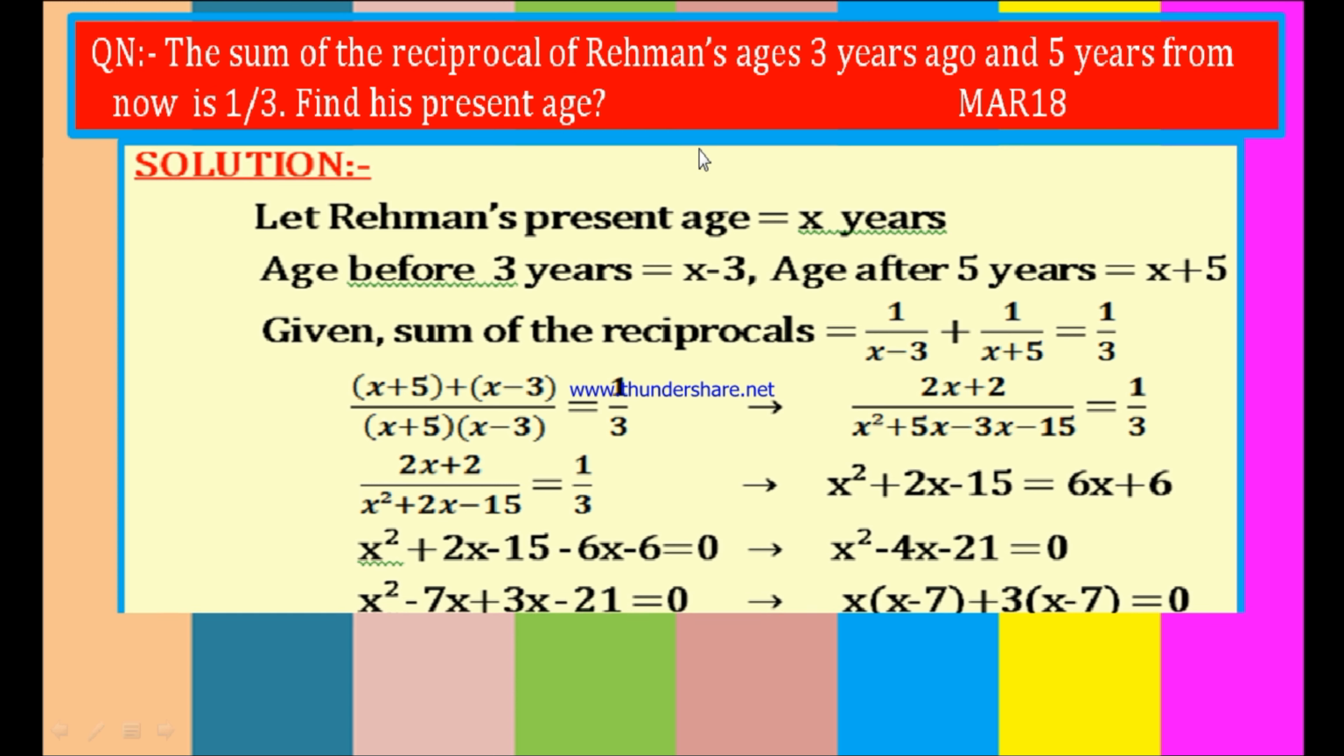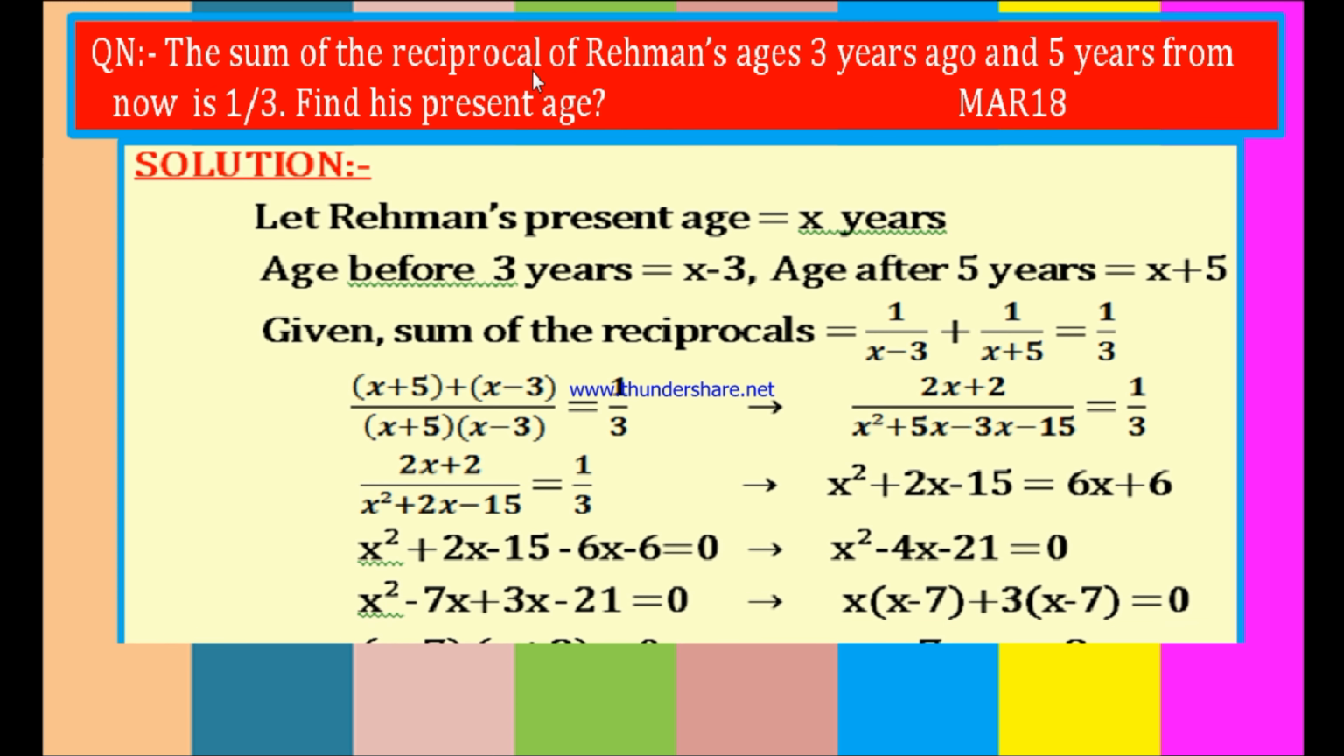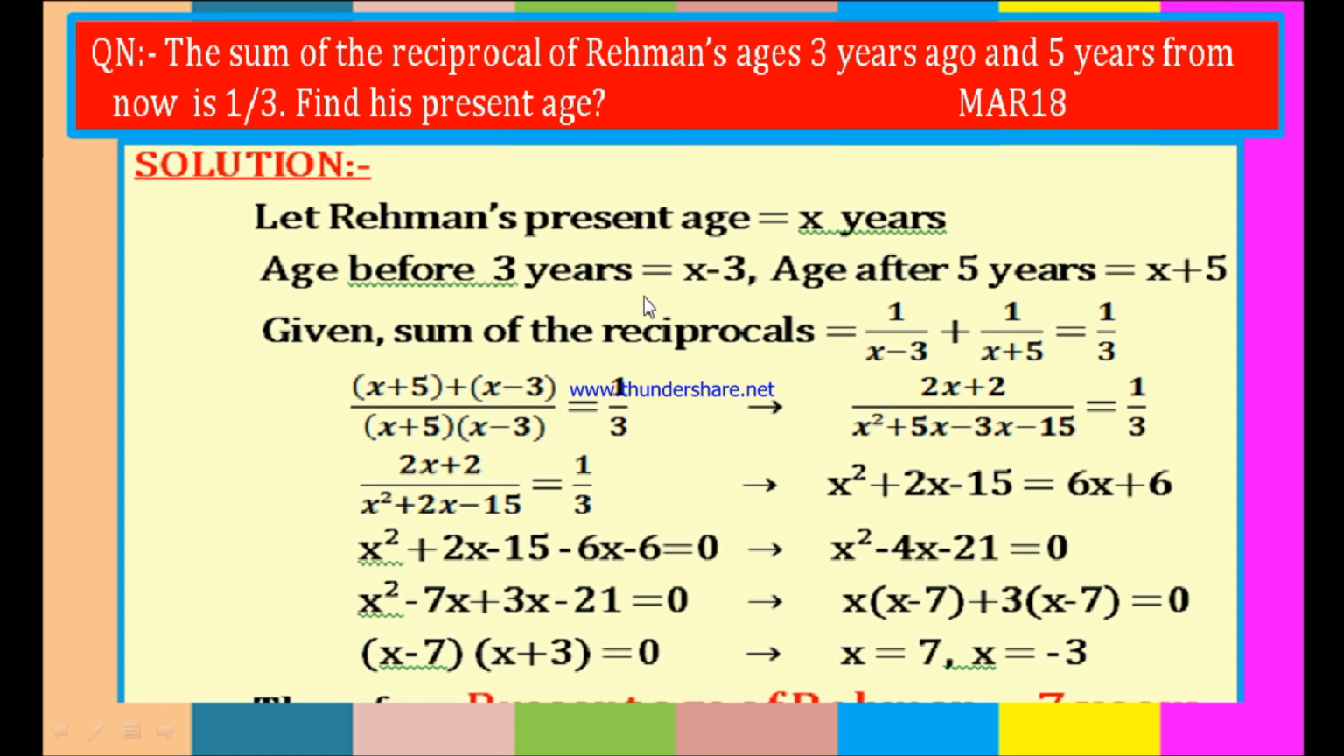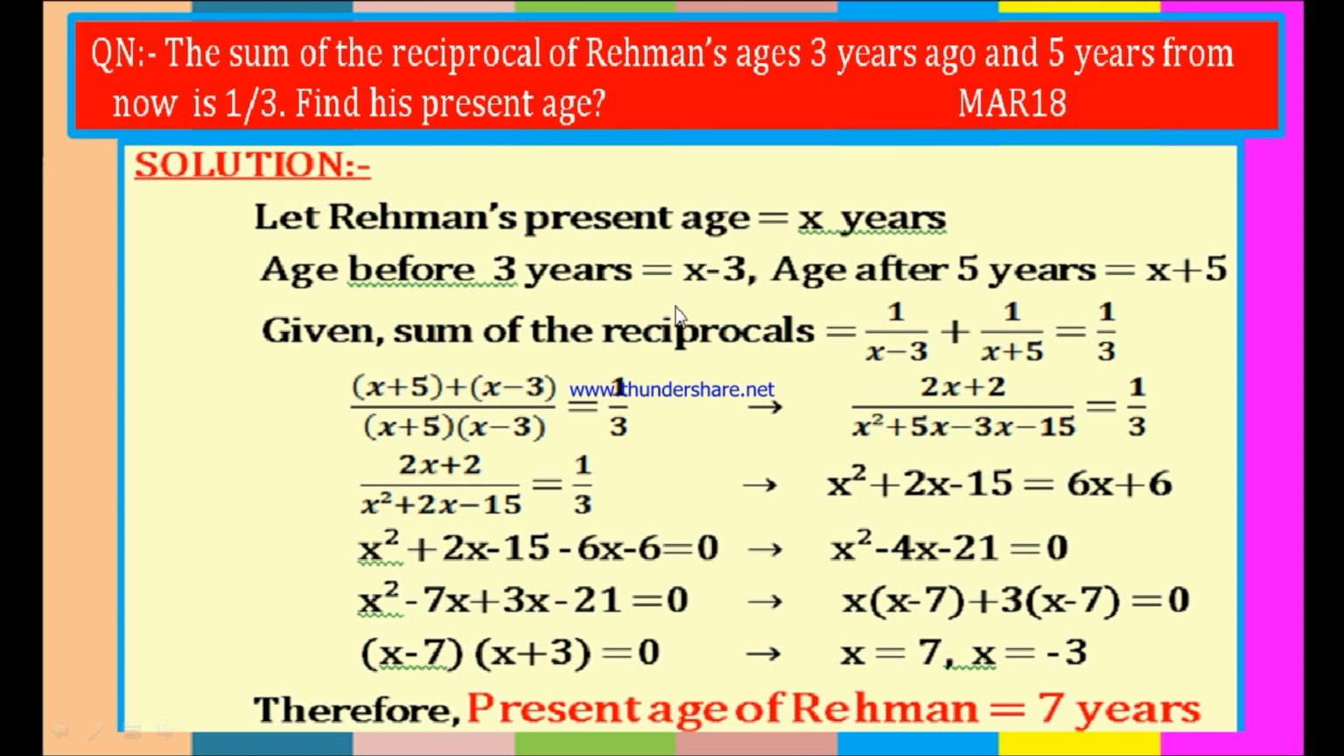Now what is given in the question? It is given that the sum of the reciprocals. You see here, the age before 3 years is x minus 3. Its reciprocal is 1 by x minus 3. And the age after 5 years is x plus 5. Its reciprocal is 1 by x plus 5. Now the sum of the reciprocals means 1 by (x minus 3) plus 1 by (x plus 5) is equal to the given 1 by 3.